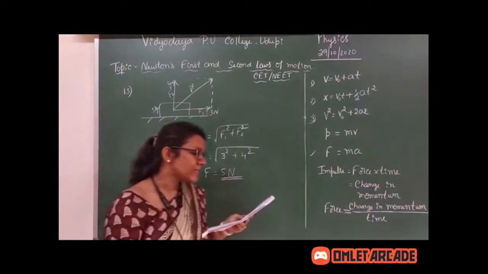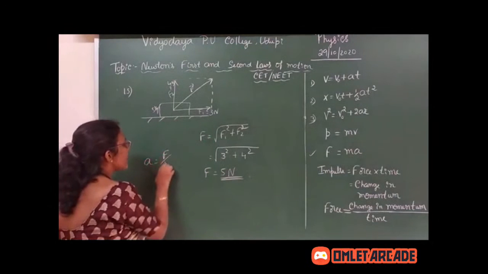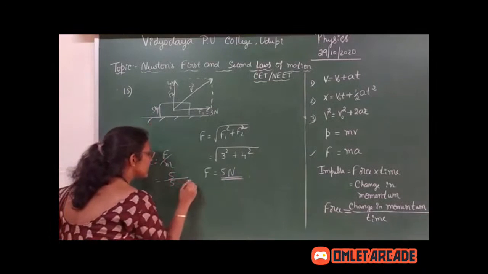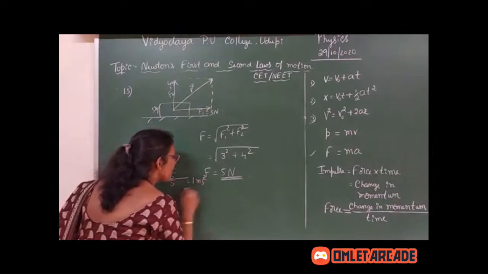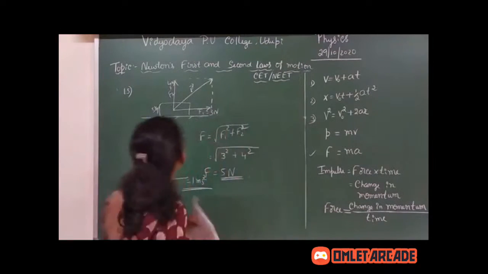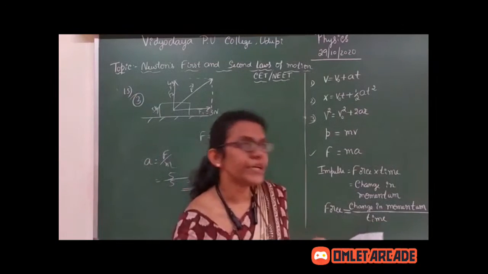Now to calculate the acceleration produced in it, the acceleration is F by m. F is 5, the resultant force, and the mass is 5. The acceleration is 1 meter per second square. So the right option for question number 15 is the third one. Next, question number 16.